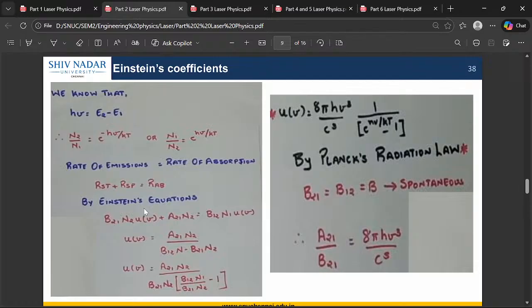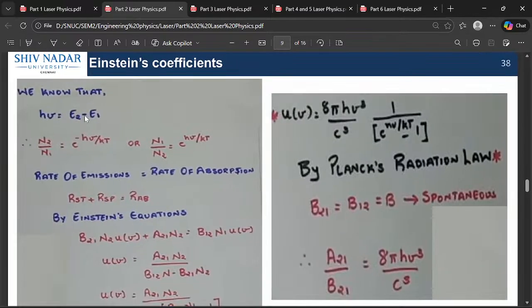We know that E2 minus E1 is h mu, so we can substitute h mu for E2 minus E1 in the previous equation. It becomes N2 divided by N1 equal to e to the power minus h mu by kT, and we can take the reciprocal to get N1 divided by N2.